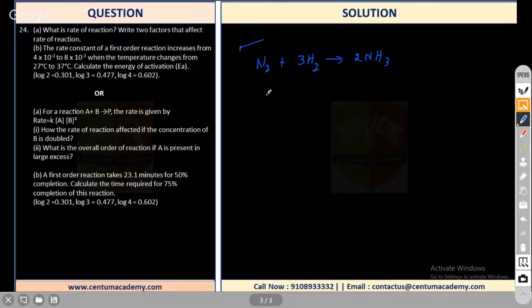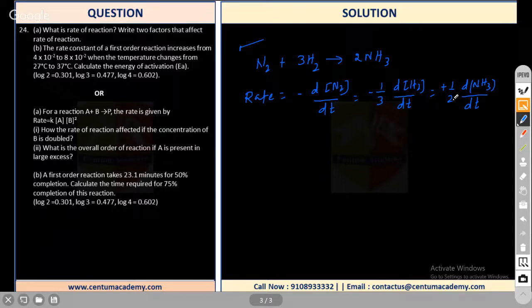What would be the rate expression of this? The rate of this reaction can be written as minus d[N2]/dt, that is equal to minus 1/3 d[H2]/dt, which is equal to plus 1/2 d[NH3]/dt. This is the expression.